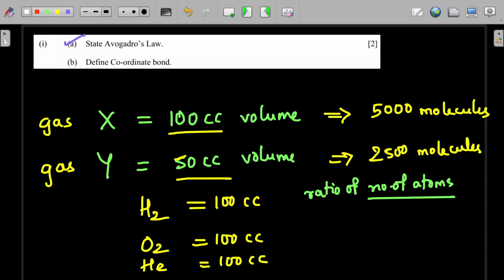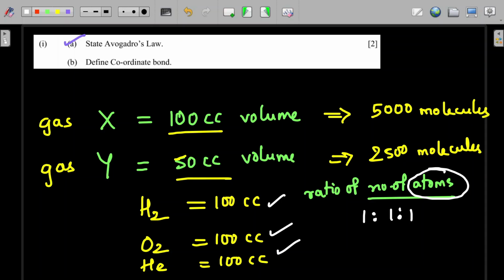Ratio of number of atoms between these three. Okay. Now what do you do? Sir, same volume is there, so the same number of molecules will be there. So 1 is to 1 is to 1 you will write. Correct? But they have asked the number of atoms, not the molecules. So that is a twist.